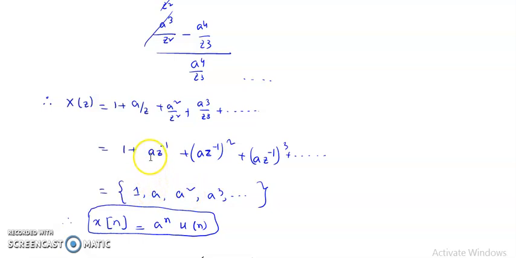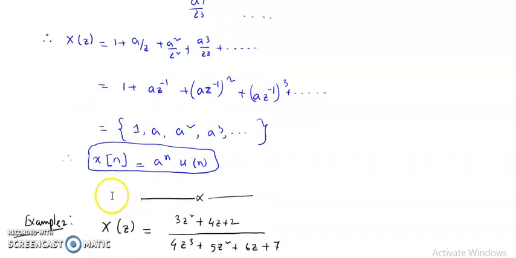The coefficients you can see here. So we know that z by z minus 1, this a to the power n series is going on: a to the power 0, a to the power 1, a square, a cube, like this it goes on. So you can write a to the power n in generalized form, and u[n] you can write as the z transform, z by z minus 1. So that's why we can write like this.